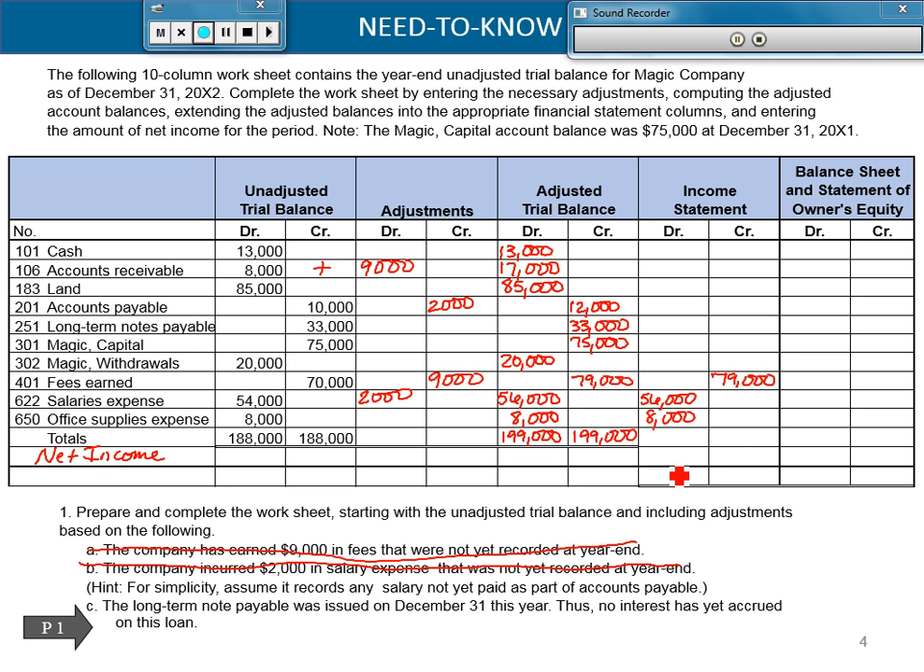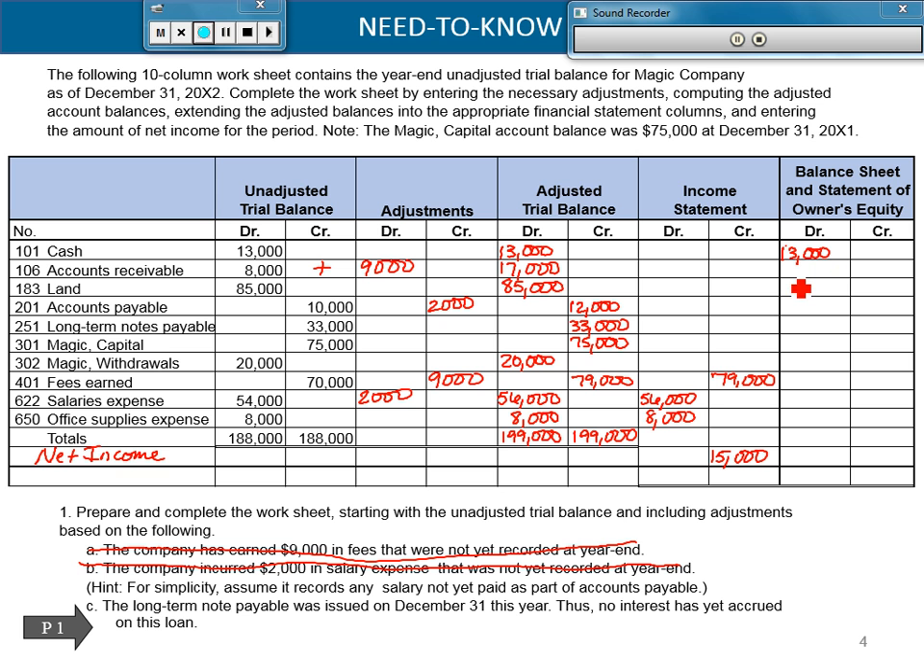79,000 minus 56,000 and minus 8,000 is 15,000. What goes on the balance sheet? The assets, liabilities, and equity. So I can just bring these things over, right?